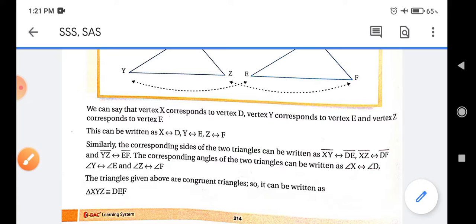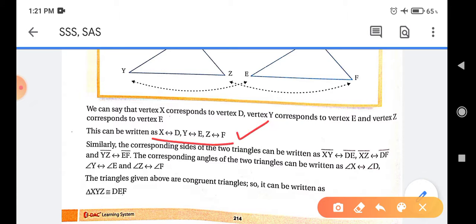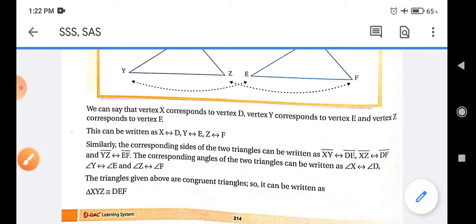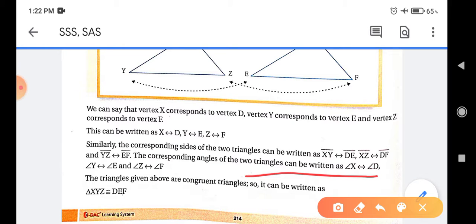This is the correspondence between vertices, and this is correspondence in sides. Similarly, the corresponding sides of the triangles can be written as XY corresponds to DE, YZ corresponds to EF and XZ corresponds to DF. And the corresponding angles of the two triangles can be written as angle X corresponds to angle D, angle Y corresponds to angle E and angle Z corresponds to angle F.